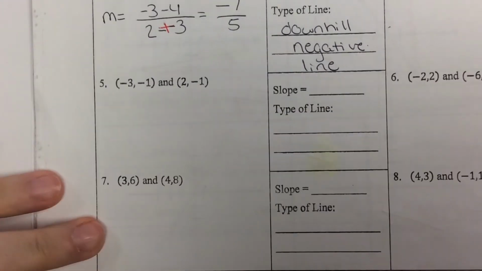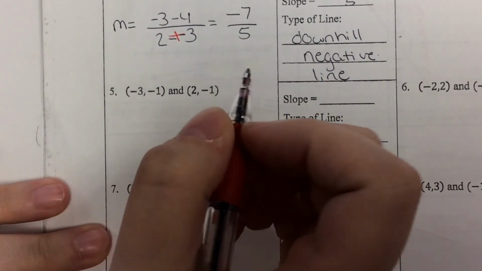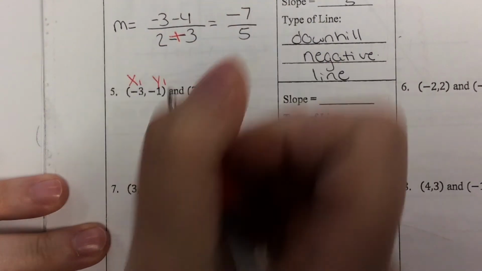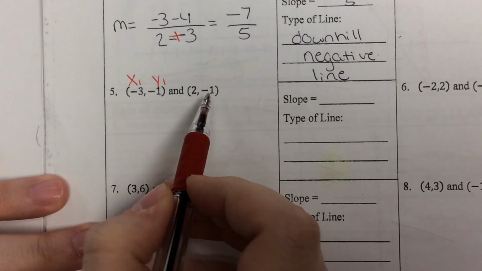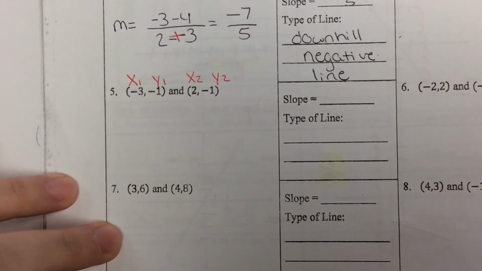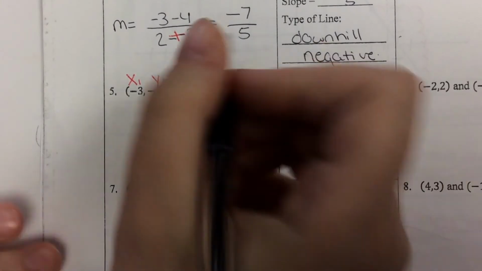Number 5. Let's pause the video and try this one. First, I want you to label your points. This is going to be x sub 1 and y sub 1 because this is our first point. And our second point, we'll label the x coordinate and the y coordinate. Go ahead and plug those numbers into our formula and see what you get.